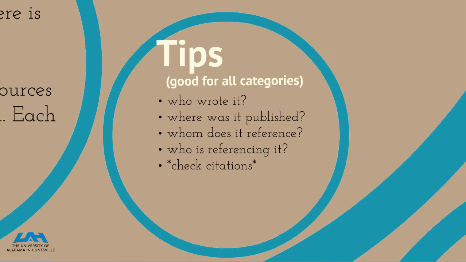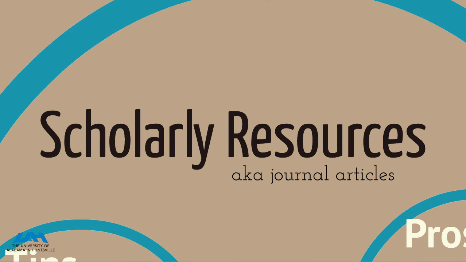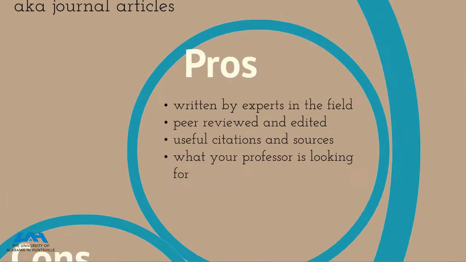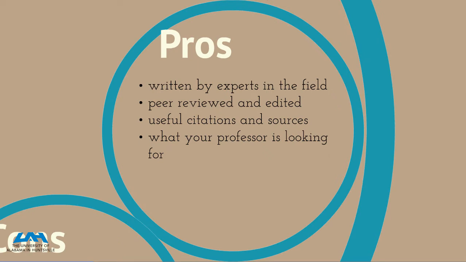The first type we're going to take a look at is the scholarly resource, the journal article. The benefits of the scholarly resource is they're written by experts in the field. They're peer-reviewed and edited. They have useful citations and sources. You know exactly where the data is coming from usually. And for most of you, this is exactly what your professor is looking for.